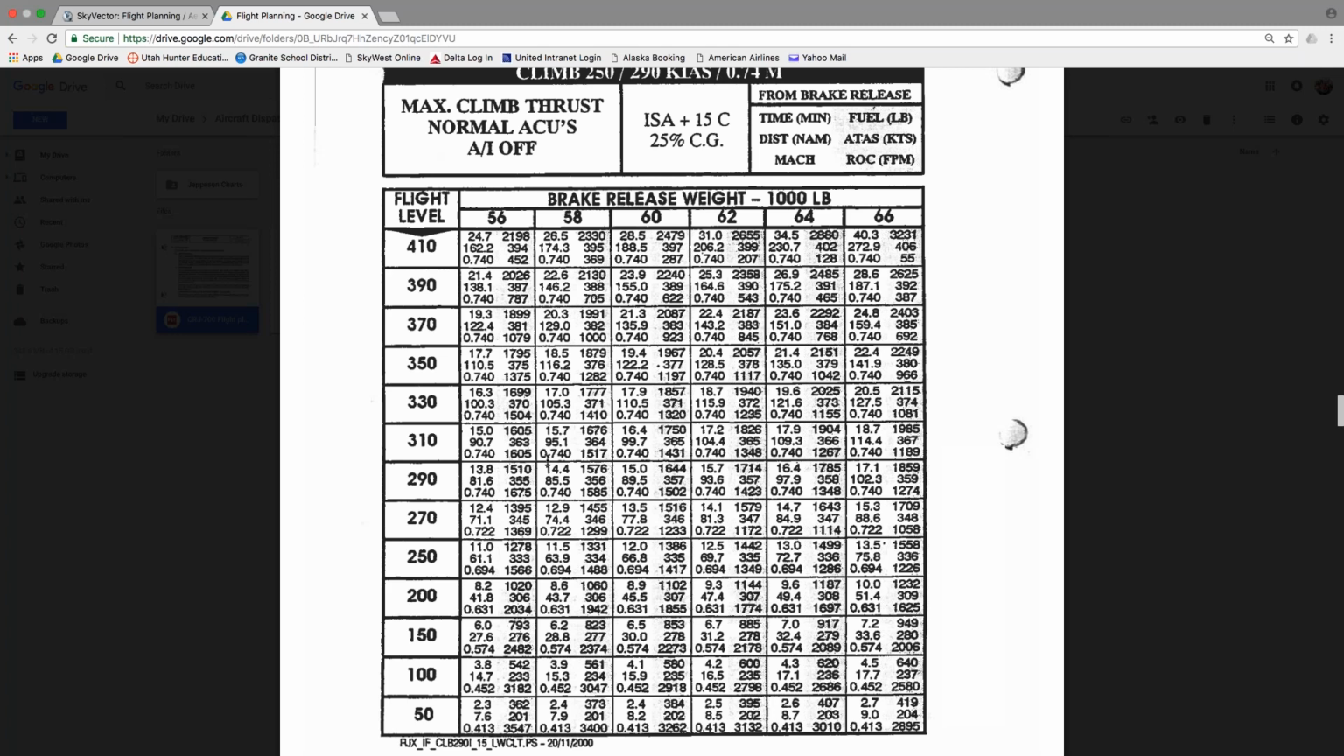What does TAS mean? True airspeed. True airspeed. You're good, no problem.